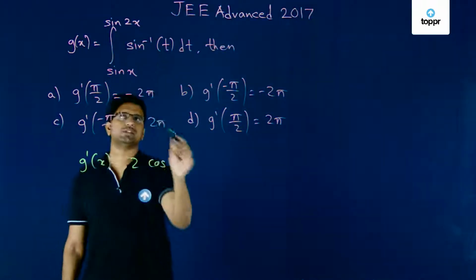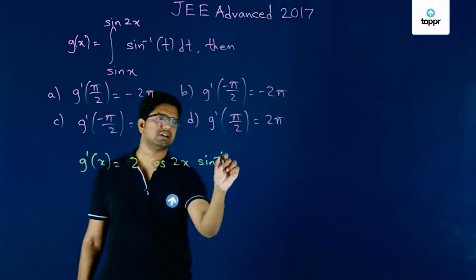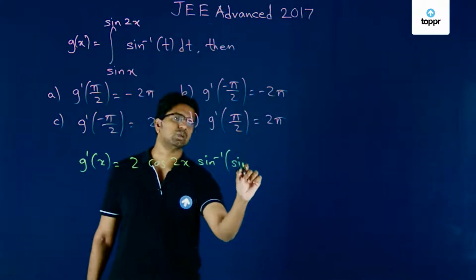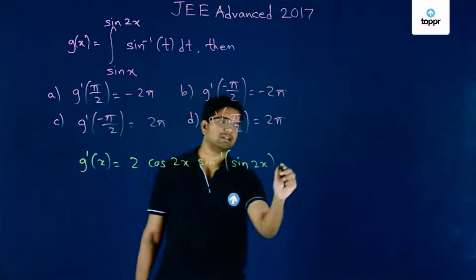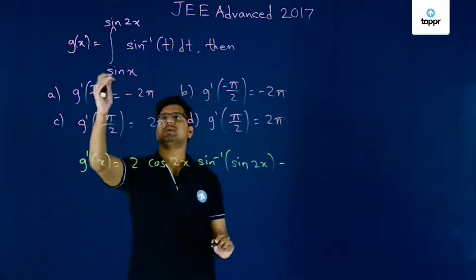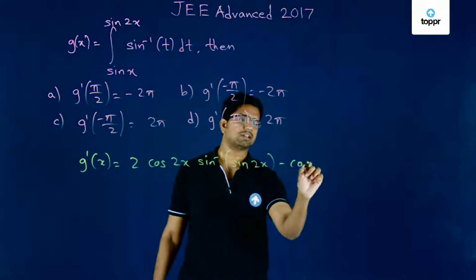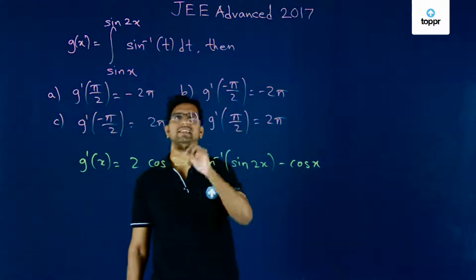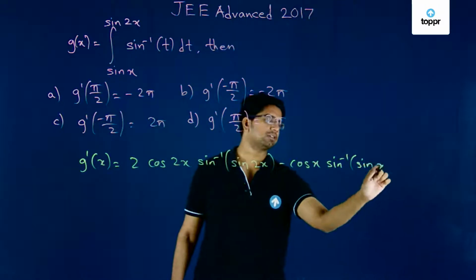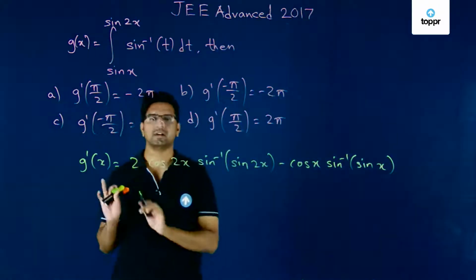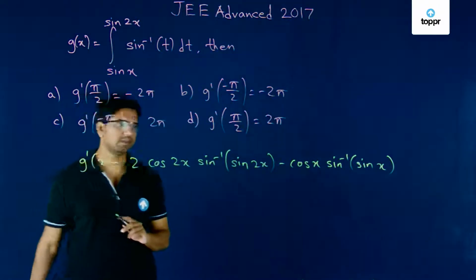and then we substitute it here. So it becomes sine inverse of sine 2x, okay, and then the next term will be the derivative of this, it's cos x times sine inverse of sine x. So this is the derivative of g.